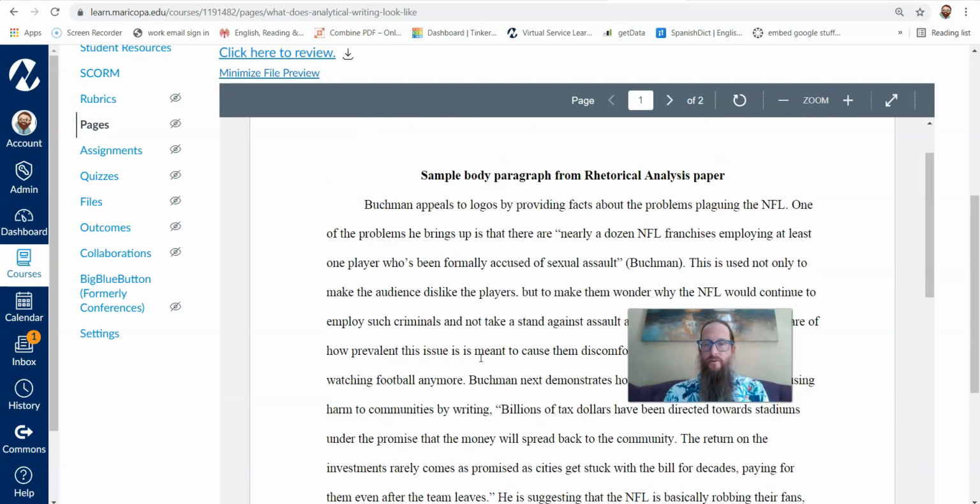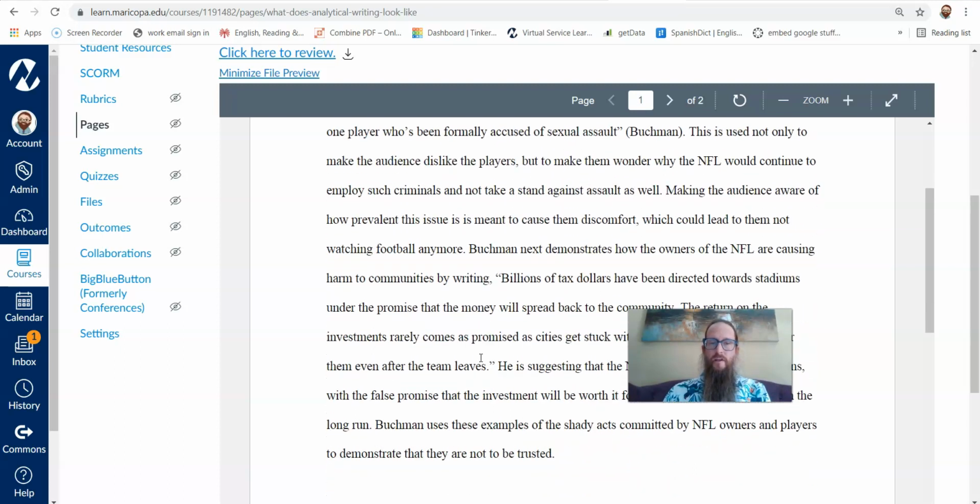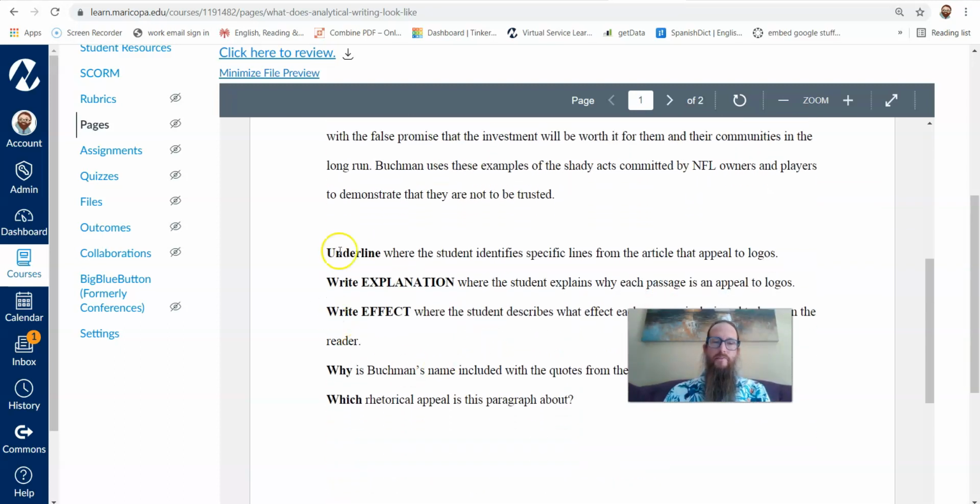Now, of course, this is about a different topic because I'm using a new topic this semester, but the rest of the assignment instructions are exactly the same. So if you haven't looked at this yet, go ahead and just read it really quickly and see if you can do these things at the bottom.